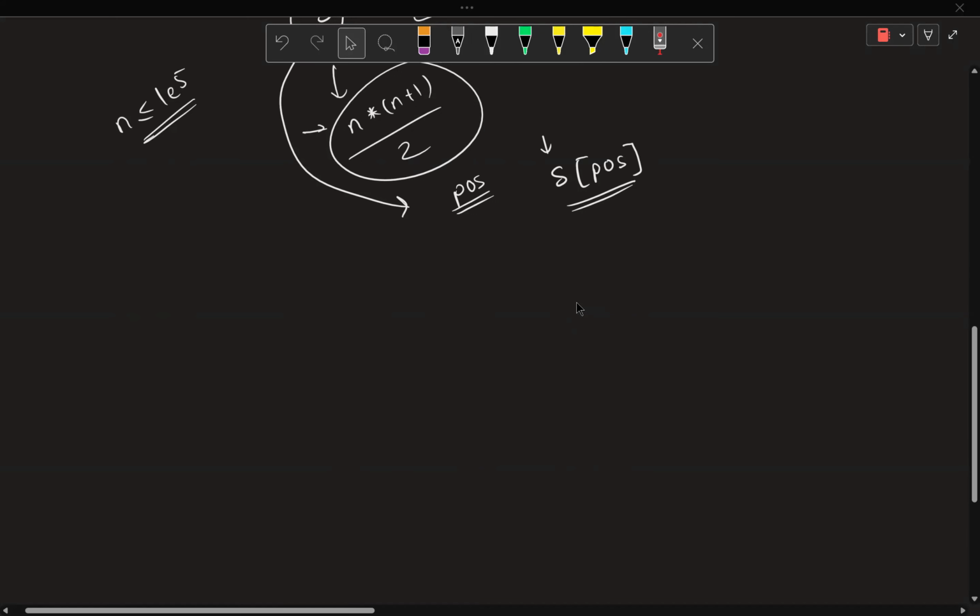Now at this point, it should be very obvious that you cannot really create this complete S. You cannot create S.